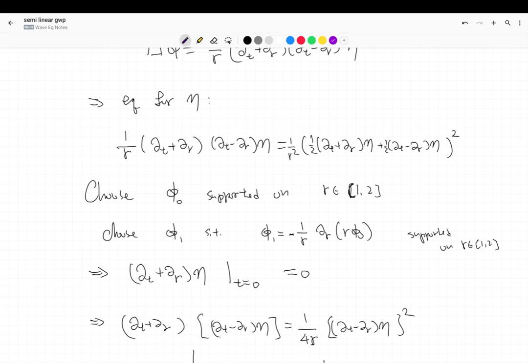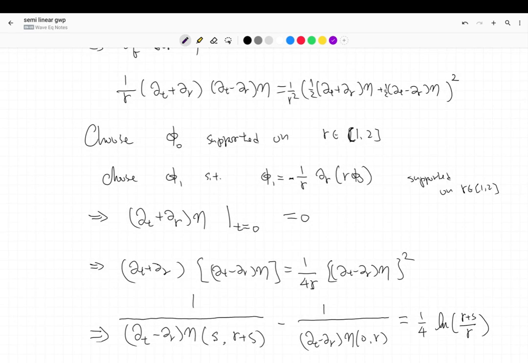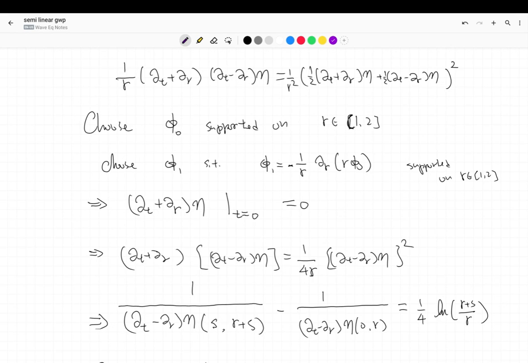Phi naught is some radial function, and we choose phi 1 to be another radial function. Because phi naught is supported away from r equal to 0, if phi naught is smooth and compactly supported, phi 1 is still smooth and compactly supported, because the support is away from where 1 over r is singular. So this is also supported on r between 1 and 2. And one interesting thing is that if you look at the initial data for eta, dt plus dr acting on eta evaluated at t equal to 0, based on my choice of phi naught and phi 1, this is chosen exactly so that dt plus dr eta is 0.